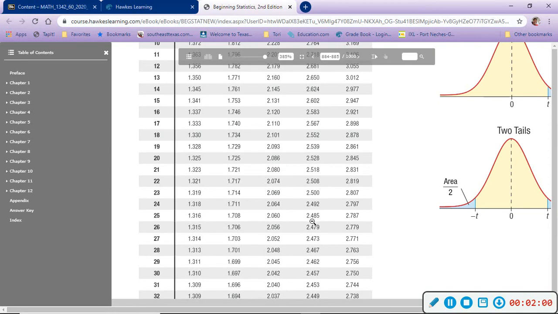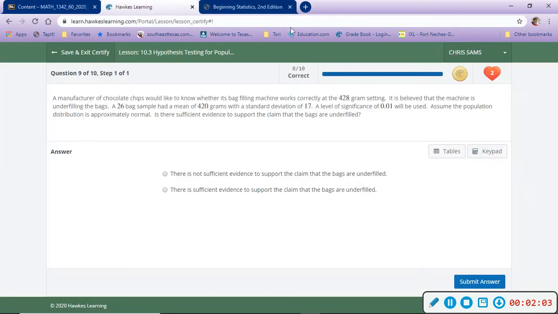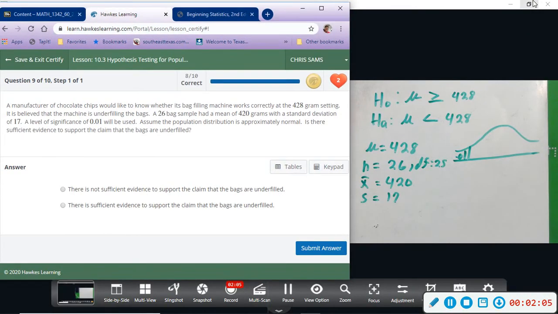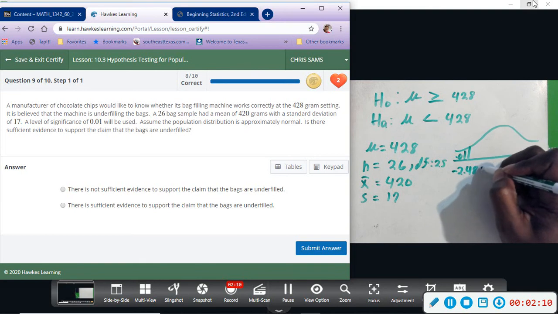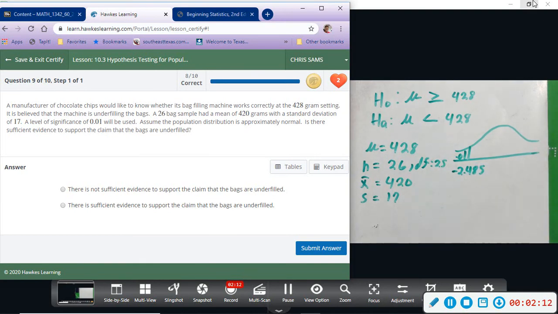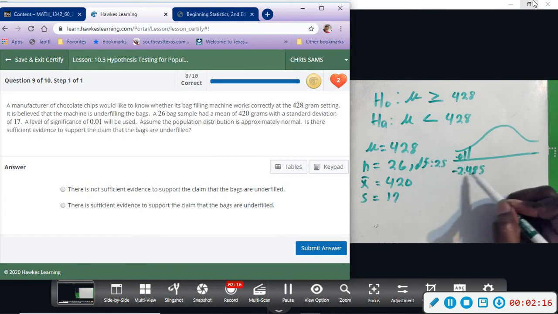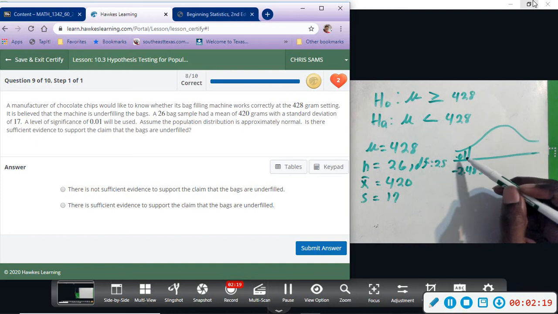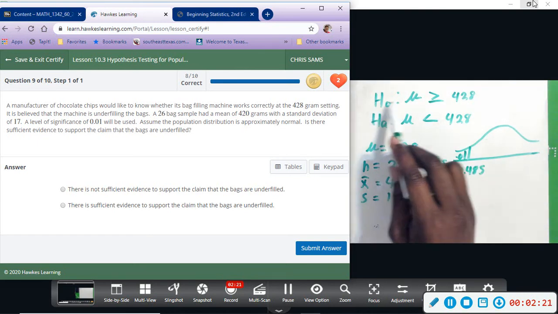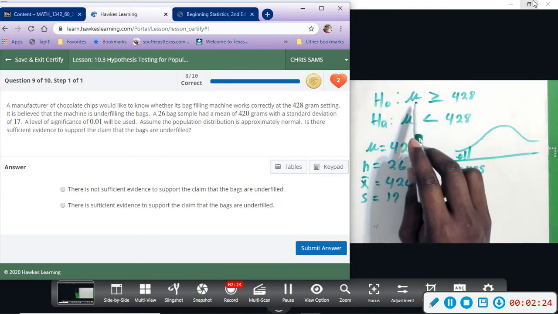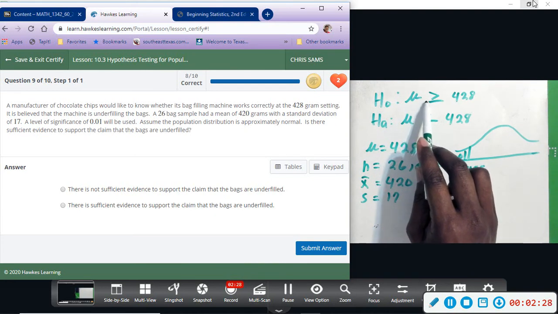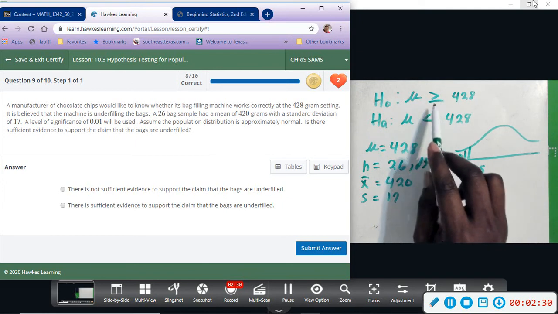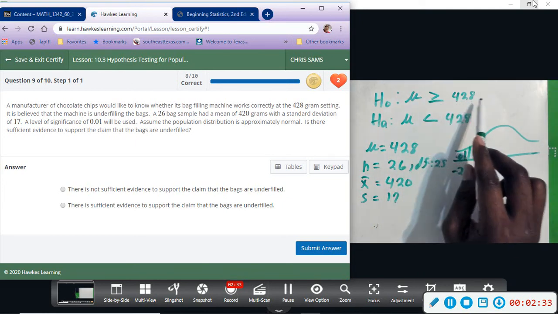That is 2.485, but it's going to be negative since we're on the left side, so negative 2.485. I want to see if my test value is smaller than negative 2.485. If so, we will reject the null, which means there is enough evidence to say that the mean is definitely less than 428, not greater than it.